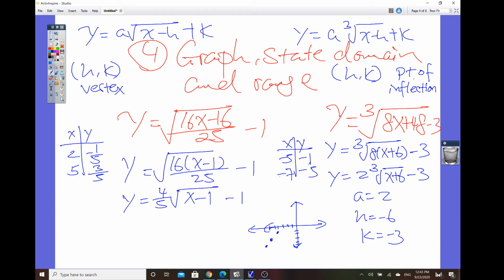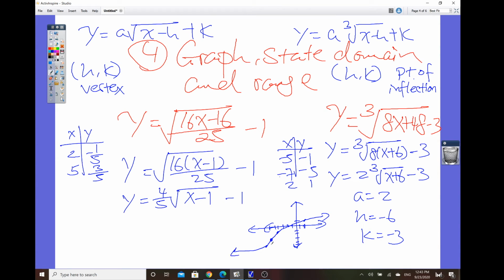And also you can find something that's a little bit further away. So let's say x equals 2, because 2 plus 6 is 8. Okay, let's use 2. So cube root of 8 is 2. 2 times 2 is 4. 4 minus 3 is 1. Okay, so 2, 1. Right up here. And then all you need to do is simply connect those dots.